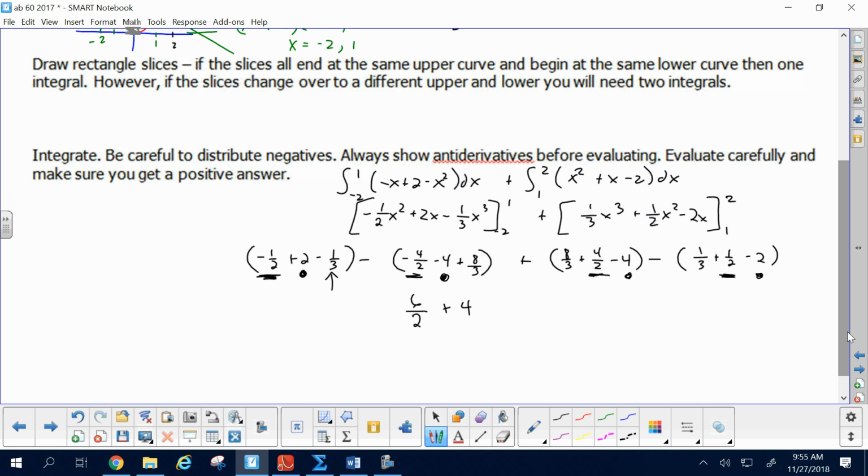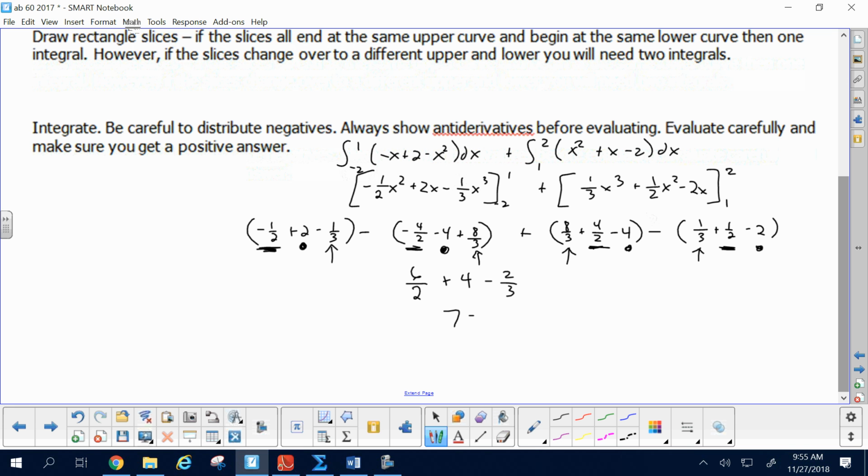Last but not least, the thirds. -1/3 minus 8/3 is negative 9/3. Plus 8/3 is negative 1/3. Minus 1/3 is negative 2/3. So let me make sure I did that right. Negative 1/3, negative 9/3, negative 1/3, negative 2/3. I think that's cool. Okay, so this is what? If I take the 6/2, make it 3, and add it to 4, 7 minus 2/3 is 19/3. Not arithmetic to screw up.